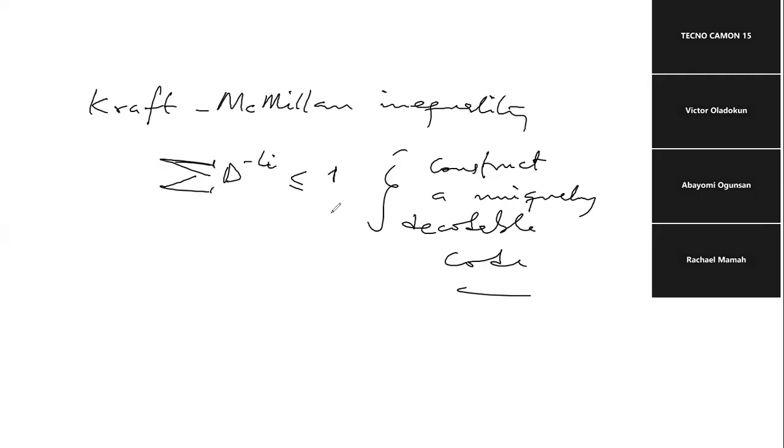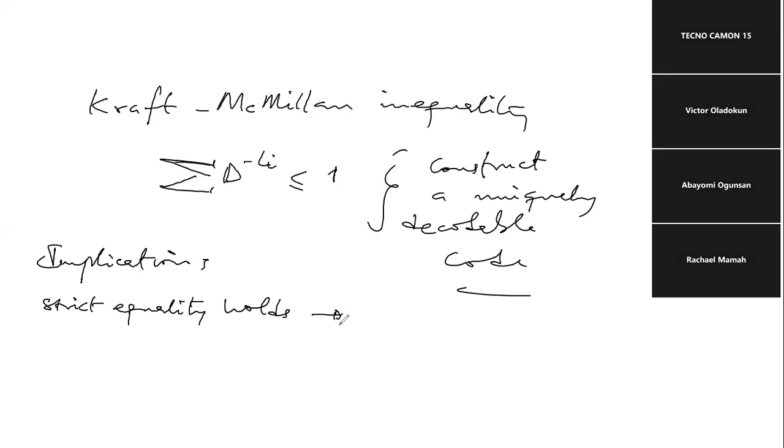But what if equality holds? It means that the code is a complete code. But the fact that it is a complete code does not mean it is uniquely decodable. So the implication of this is that if equality holds, we say that the code is a complete code. But that does not mean it is actually uniquely decodable. We still have to do some other things, but it means that we can construct a uniquely decodable code, if that is true.